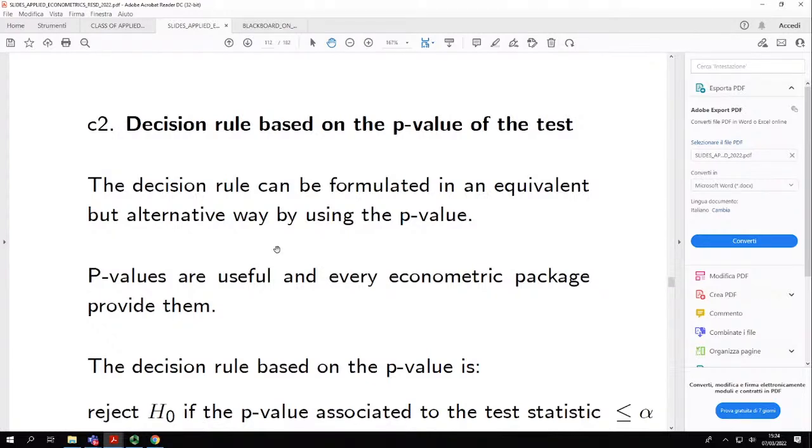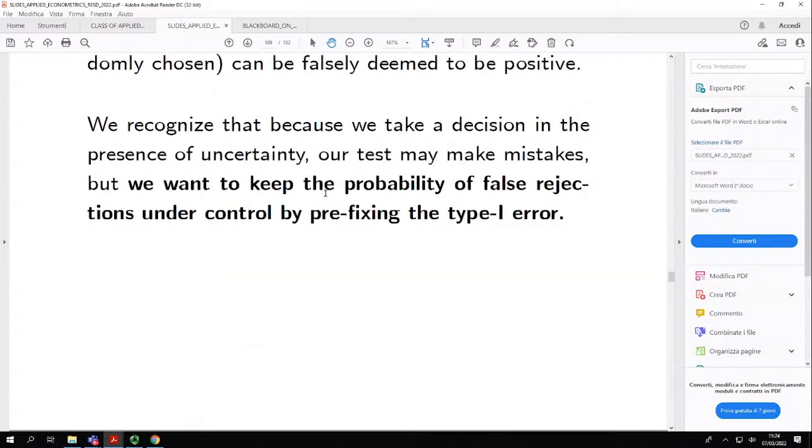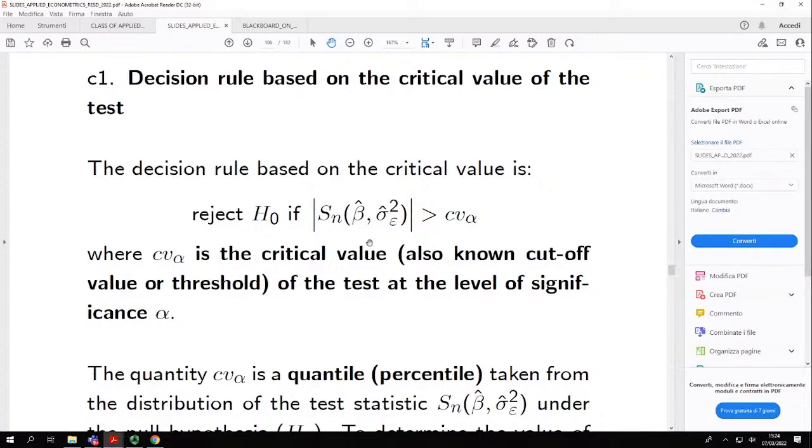Remember that we have a test statistic, which is a function of the data, for instance the t-ratio or many other statistics we'll find. And we said we have to know the distribution of that test, which is a random variable, under the null hypothesis and possibly also under the alternative. Given that, if we apply the rule based on a critical value of the test, the rule is: reject the null if the realization of your test statistic is in the tails of the distribution, that is, larger in absolute value than a critical value, which we prefix given the alpha.